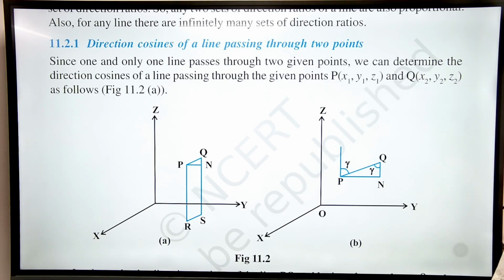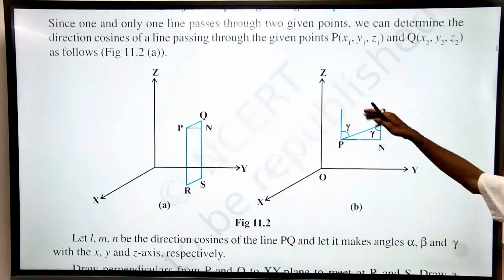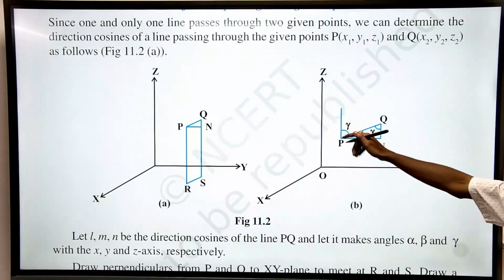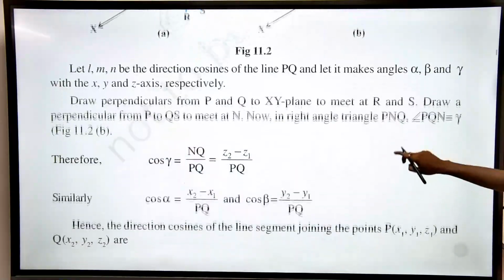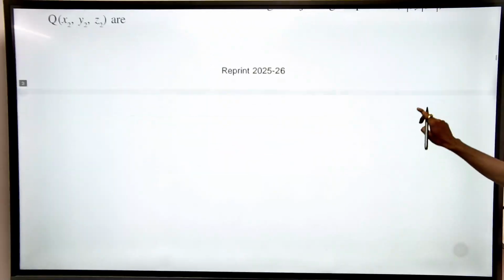Direction cosines of a line passing through 2 points. Right, this will be a derivation part. Okay, you can look into the NCERT, but the most important part is the formula.